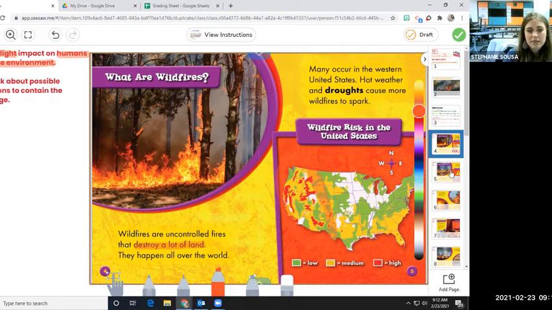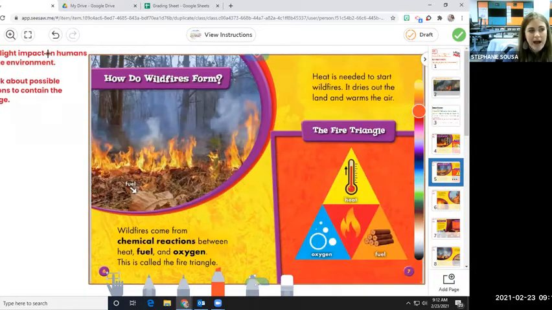Let's continue on to slide 5. Again, we are highlighting the impact on humans and the environment.